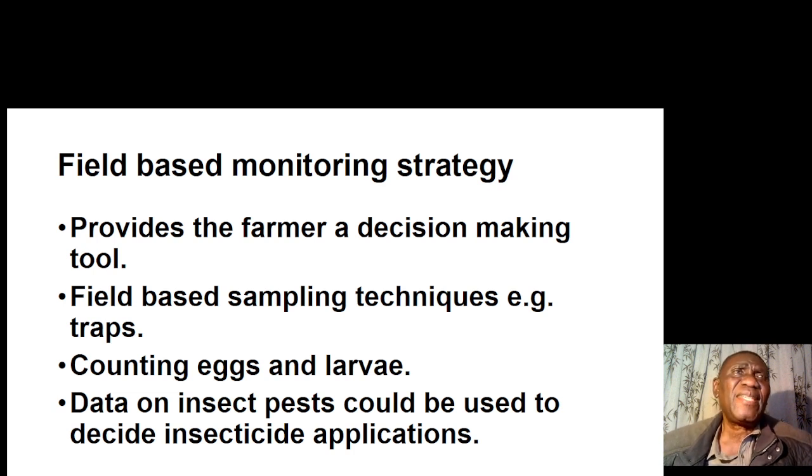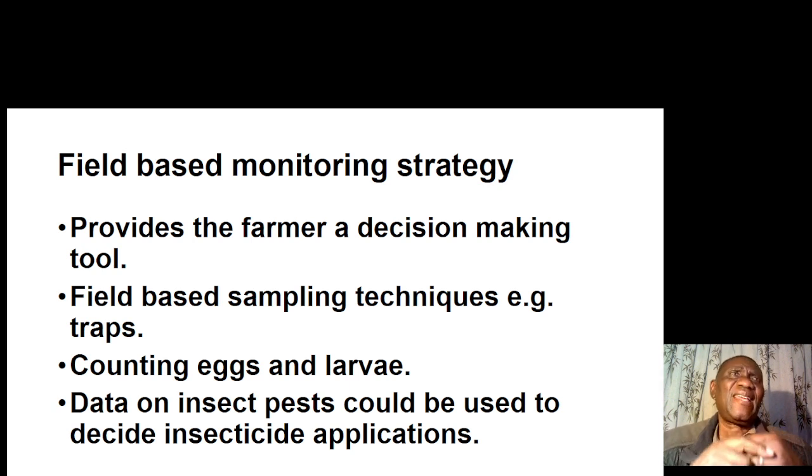So field-based sampling techniques could be the use of traps, or simply counting eggs and larvae on the leaf, like what they do in cotton. I think for the pink bollworm, they have to count the larvae, they may have to count the eggs. If they exceed a certain number per leaf, then they know that it is now time to spray.